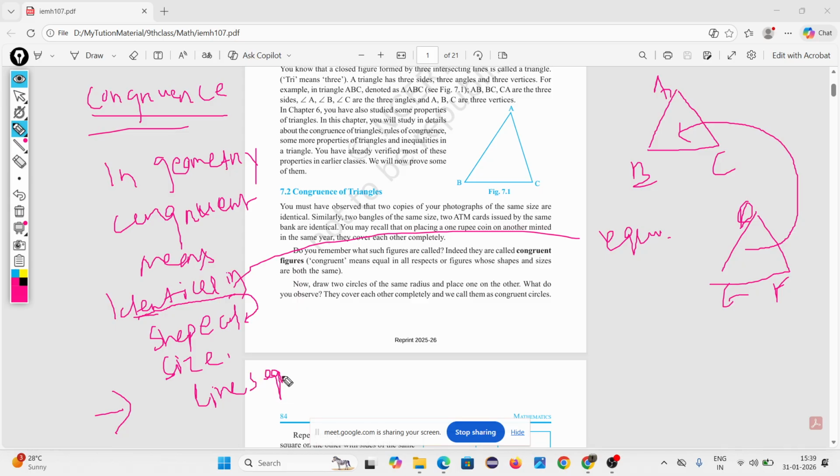Don't think only triangles are congruent. A rectangle may have congruency because of same shape, same size. What is the meaning of same shape? It is a rectangular shape. What is the meaning of size? Suppose its area is 330. Same shape and same size, that is called congruency. In geometry, not only triangles are congruent.